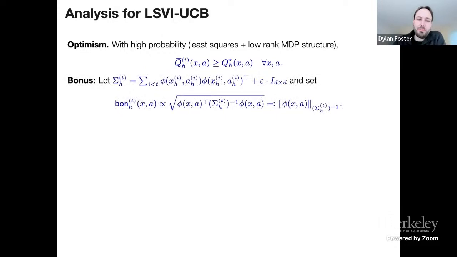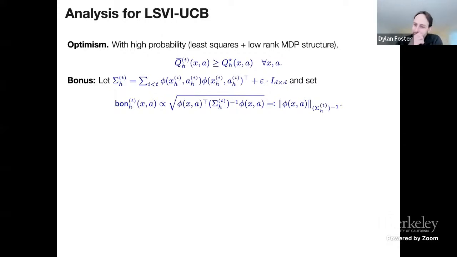This is what we'll call an elliptic bonus. At episode T, we're going to let sigma HT be the sum of the outer products for all the feature vectors we've seen at step H up until this point. So this is something like a second moment matrix of the features. And we're going to set the bonus for XA to be the norm of the features for XA, but under this reweighted Euclidean norm induced by the second moment matrix. So we're just looking at the quadratic form of phi transpose sigma inverse phi, and we're taking the square root.